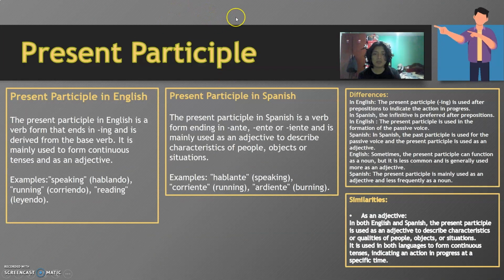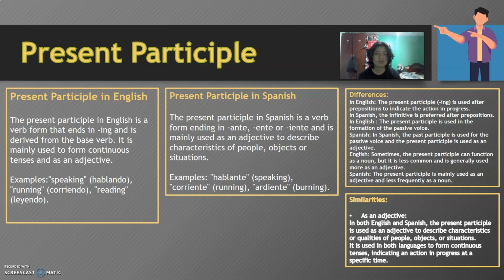We have the present participle. The present participle in English is a verb form that ends in -ing and is derived from the base form. It is mainly used to form continuous tenses and as an adjective. For example, speaking, running, reading.